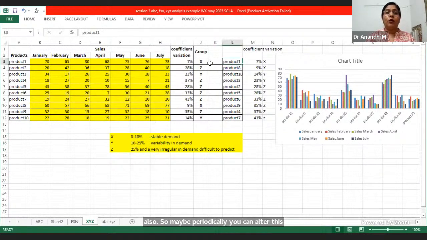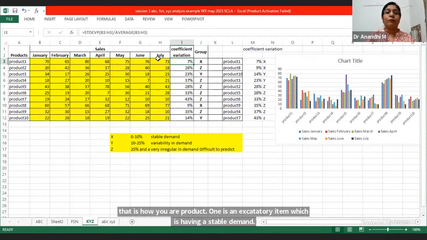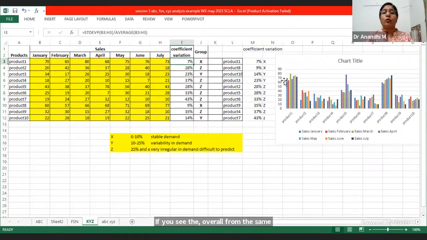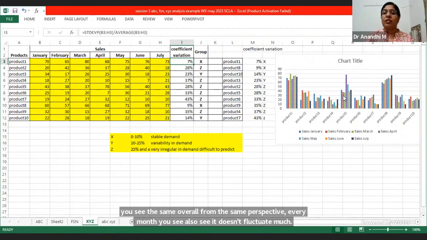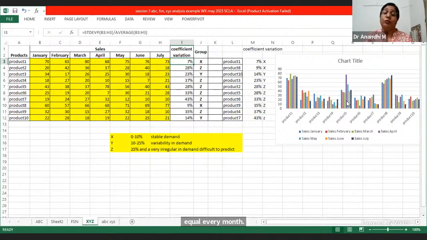So that is how your product one is an X category item, which has a stable demand because the coefficient of variation is very, very less. If you see the sales overall every month, it doesn't fluctuate much. Marginally, the sales are normal, equal every month. Here for other products, see, for product 15, for product 5, there is a high variance. Product 5 comes under the Z category. So very, very irregular demand, very difficult to predict.